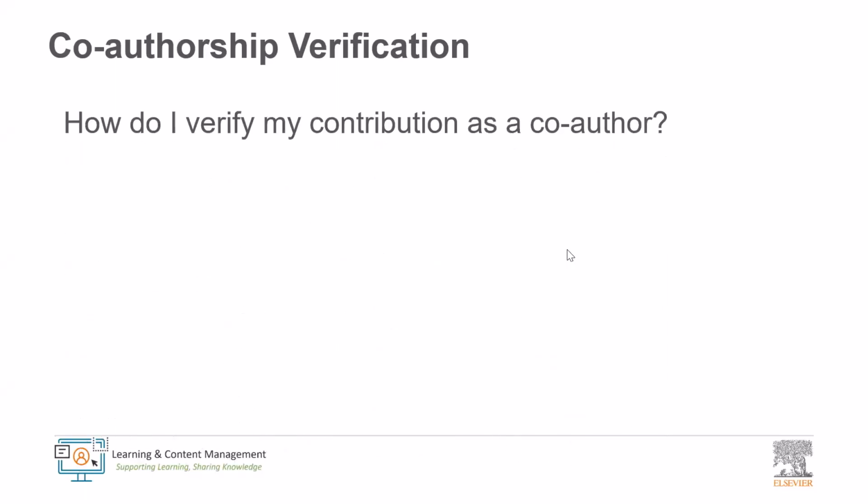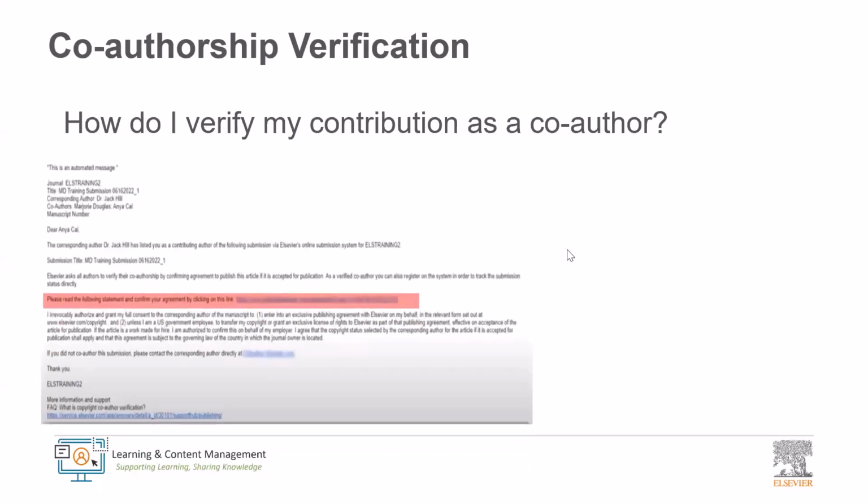So you might have a question: how do I verify my contribution as a co-author? Because you might be one of the co-authors for a submission. A request to verify may be for a new submission or a revised submission. The journal will send co-authors an email notification, as you can see here, which includes deep links to verify co-authorship. Some journals will ask that you also register or log in to confirm your co-authorship, which will also allow you to view the status of the submission.